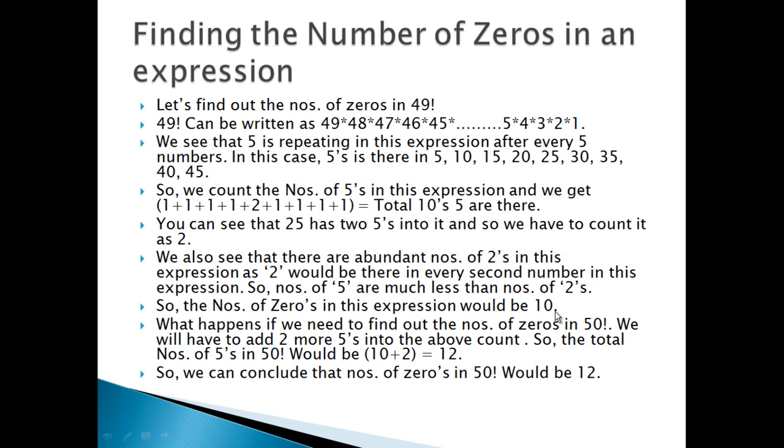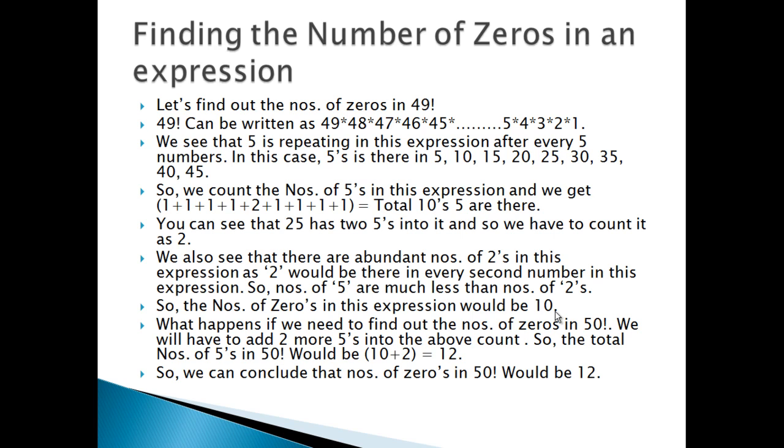Let's take a big expression. We are going to look into factorial 49. We all know what factorial is, right? For example, factorial 3 is written as 3 times 2 times 1. Factorial 4 is written as 4 times 3 times 2 times 1, right? So let's find out the number of zeros in factorial 49.